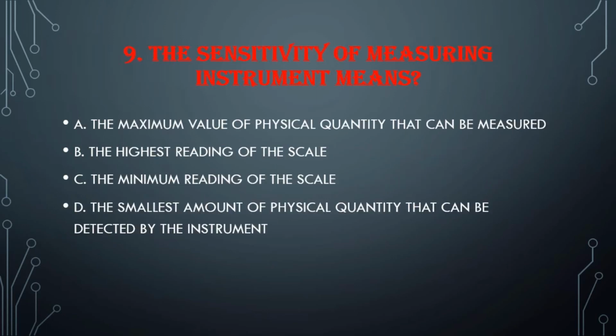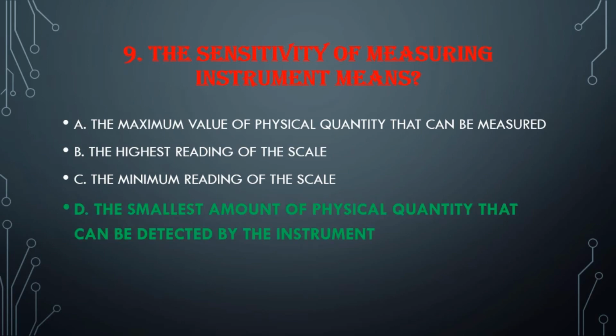The next question for you all, my friends, is that the sensitivity of measuring instrument means. The options are A. The maximum value of physical quantity that can be measured. B. The highest reading of the scale. C. The minimum reading of the scale. D. The smallest amount of physical quantity that can be detected by the instrument. And your time starts now. The correct answer for this question, my friends, is D. The smallest amount of physical quantity that can be detected by the instrument.